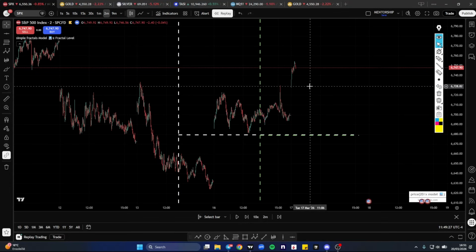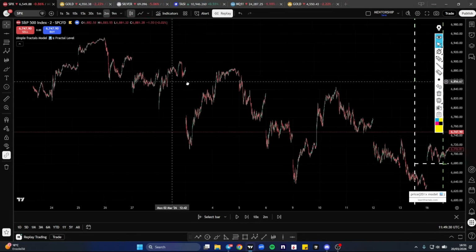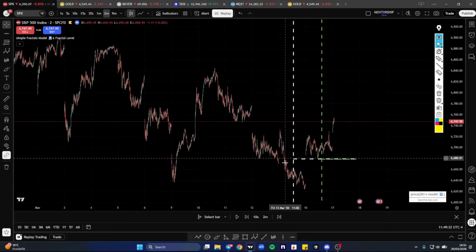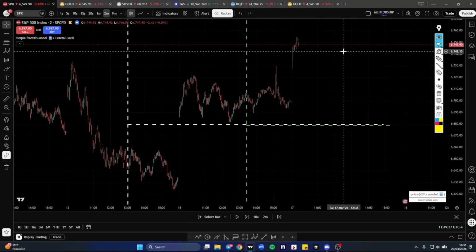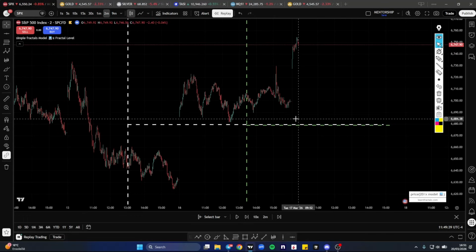In other terms, when I have such a setup, I will not look for anything that comes before the white line. I will just focus on everything inside this range and after the green line. This is where I'm supposed to find my fractal.